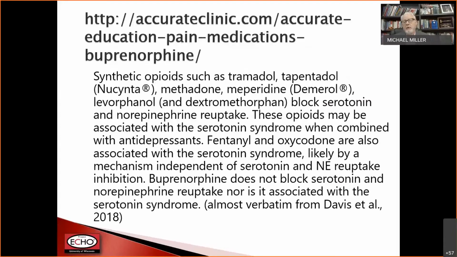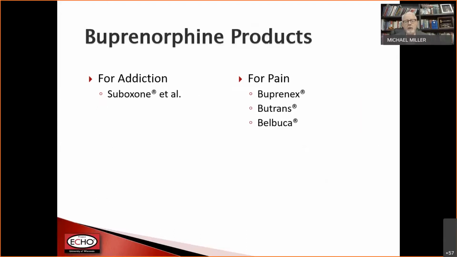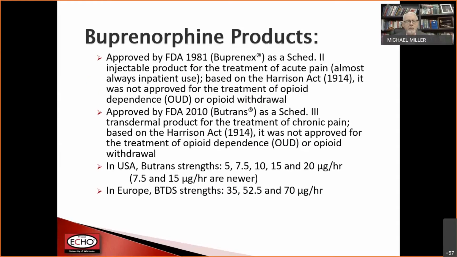Serotonin syndrome. Fentanyl and oxycodone are well known to lead to serotonin syndrome. Buprenorphine does not. We know all sorts of products for addiction, but there are actually products for pain, and that's what we're going to talk about now. What are the different products?